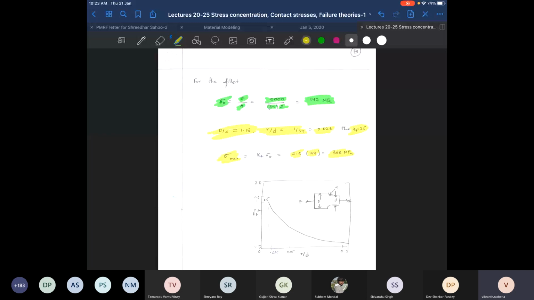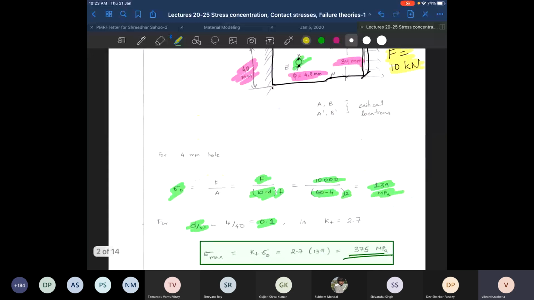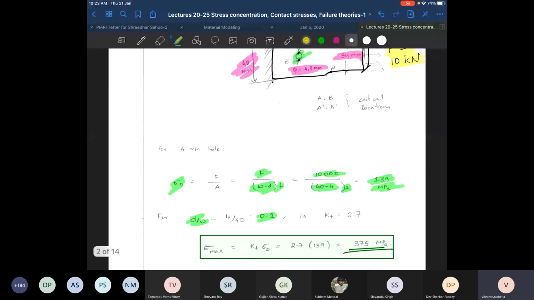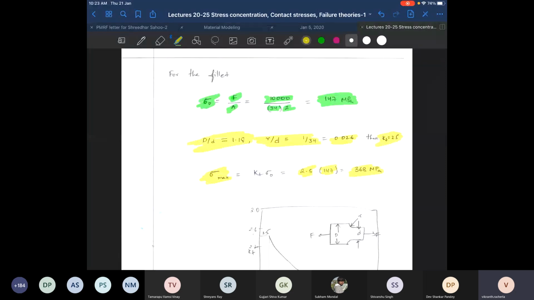So for the case where you had a 4 mm dia hole, where is the stress higher? Is it higher at the hole or at the fillet? At the hole it was 375, at the fillet it is 368 MPa. So they are actually very close. It is still higher at the hole, but they match up quite well.